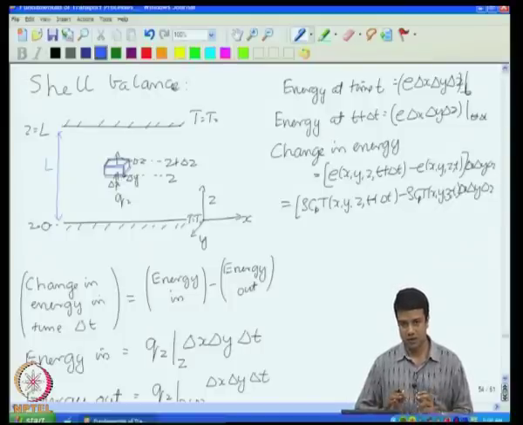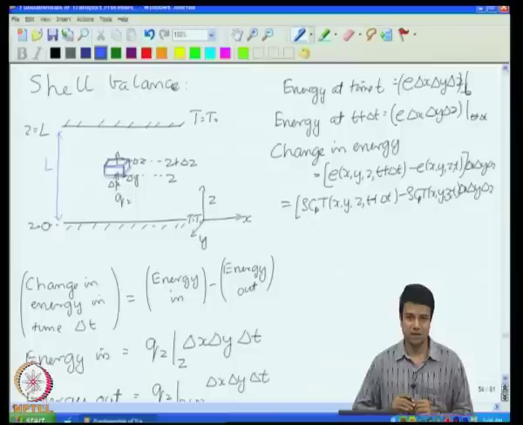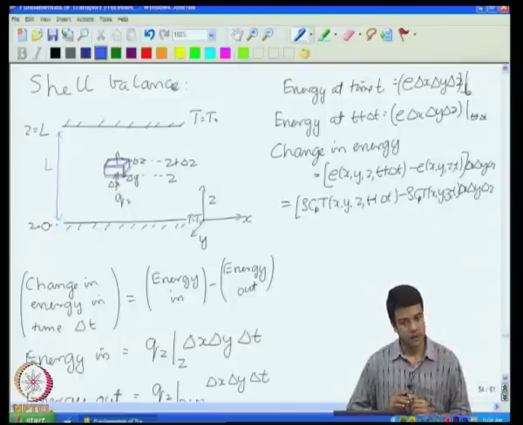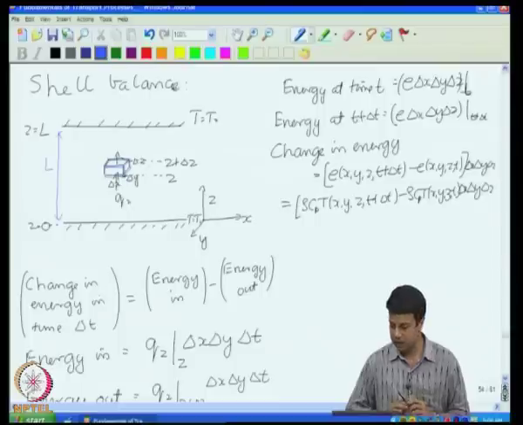This is valid only when there are no sources or sinks. If you imagine a chemical reaction which was generating heat, there would be a source. If there is an endothermic reaction which absorbed heat, there would be a sink of energy. If none of these is present, you just have a fluid which neither generates nor consumes energy, then the balance condition basically says that change in energy in the time delta t is equal to energy in minus energy out.